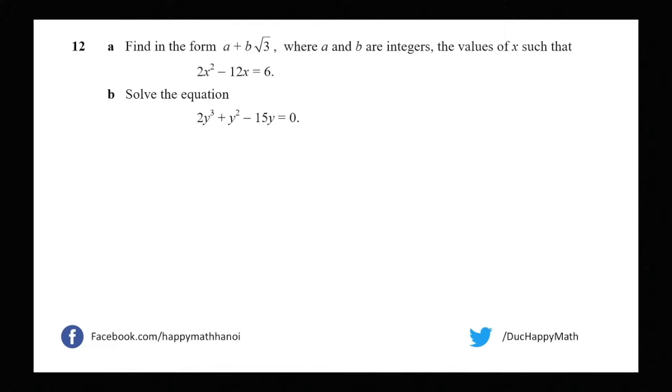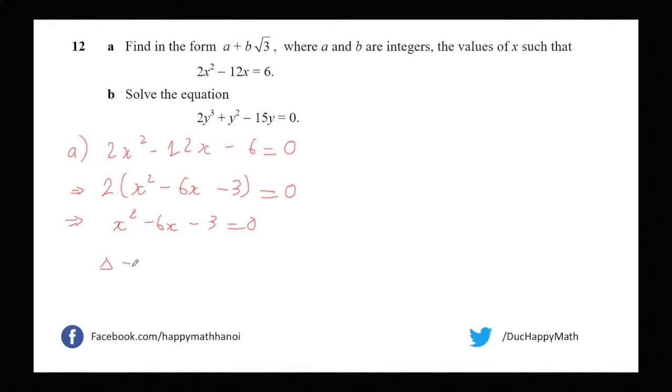In the form of a plus b square root of 3, where a and b are integers, the value of h is suggested. Question A. This is a normal quadratic equation. First, you have to change the position of the terms, the 3 terms, and then you will get that 2 will be outside. Because 2 times the bracket equals 0, and 2 cannot be equal to 0, only the bracket is equal to 0.